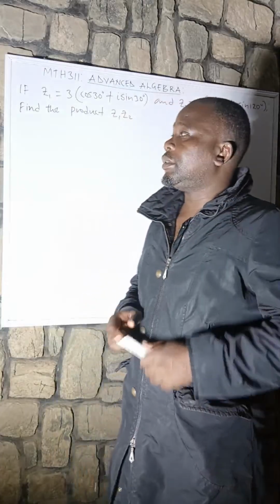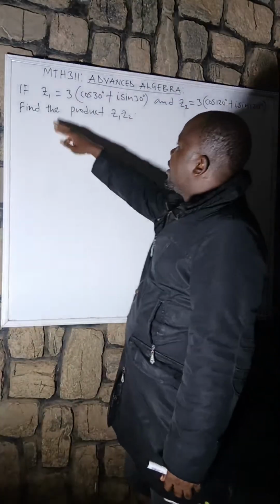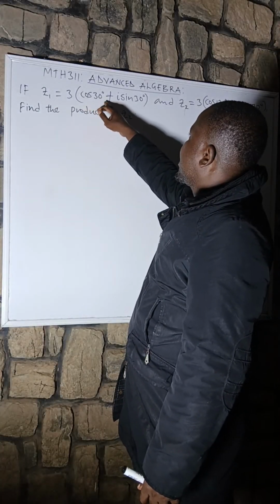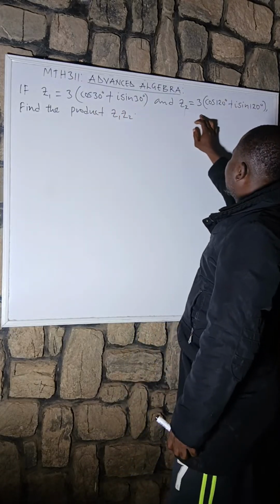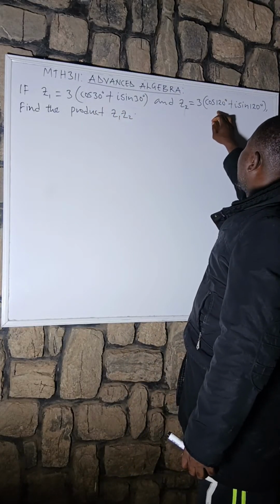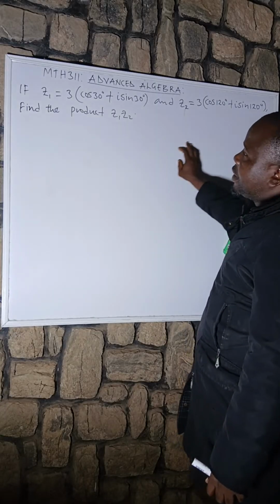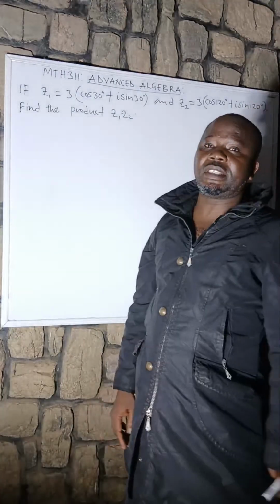Tonight we want to look at this problem. It says if Z1 equals 3, open bracket, cos 30 degrees plus i sin 30 degrees, and Z2 equals 3 cos 120 degrees plus i sin 120 degrees, find the product Z1 times Z2.